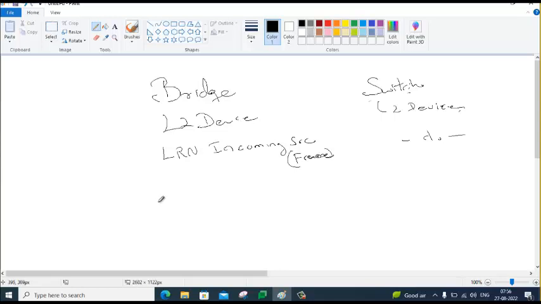How many MAC addresses can a switch learn on a port? There is no limit like that. A port may learn many MAC addresses. If packets come with new MAC addresses, the port will start learning them. It's not like one port, one MAC address.